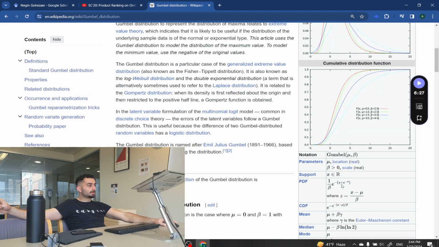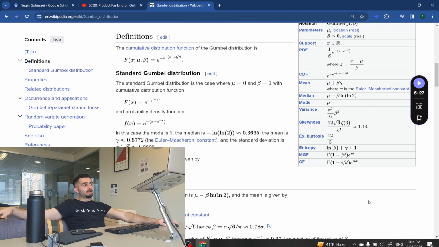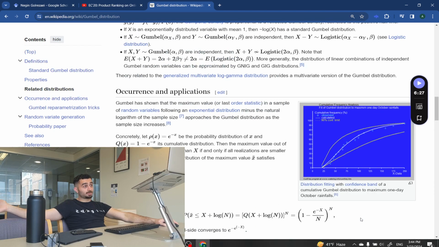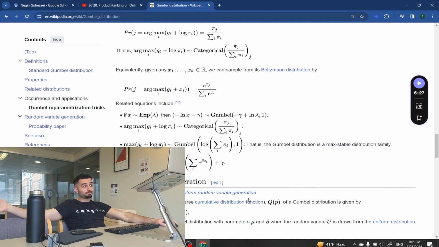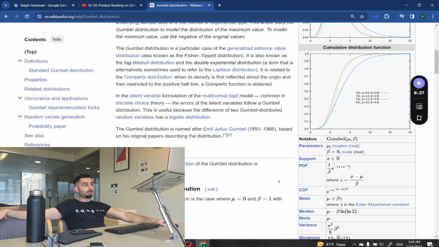Look at this. E to the minus z plus e minus z. This is a distribution, and very strange to choose. It must have good properties, hopefully. I want to know if it's a generalization of another.